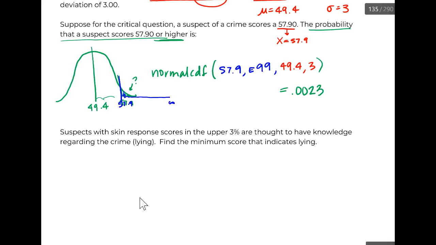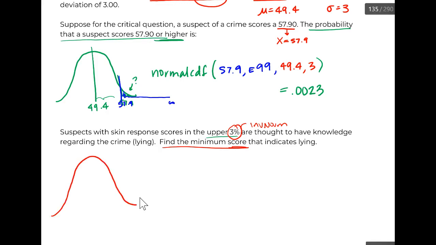All right, and then we see the next question says, suspects with a scan response score in the upper 3% are thought to have knowledge of the crime that they're lying. Find the minimum score that indicates lying. So again, they've given us a percent. This is usually a hint that we're doing an inverse norm. And then they've asked us to find a minimum score. So they're asking us to find a score. So this just pats us on the back. We're definitely doing inverse norm.